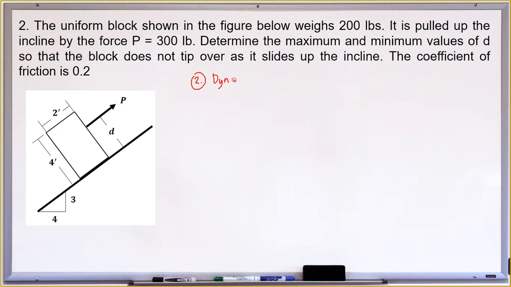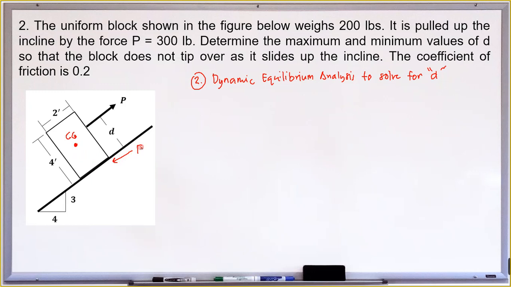again, use the dynamic equilibrium analysis to solve for the distance d. So this will give the result, the maximum and minimum. So again, this is our center of gravity, CG. We will write the forces.